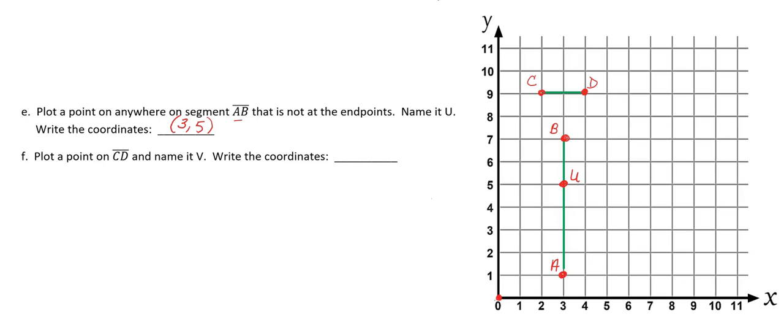And now we'll plot a point on CD and we'll name it V. So CD, well, there's only one choice there, because there's one intersection between C and D. Its coordinate points would be 3, 9. I went over 3 and up 9 to get to that point.